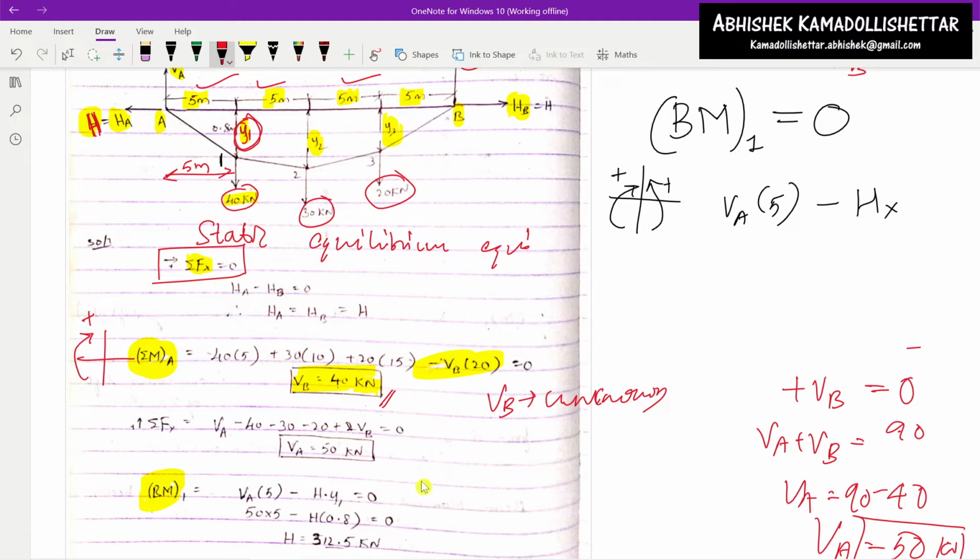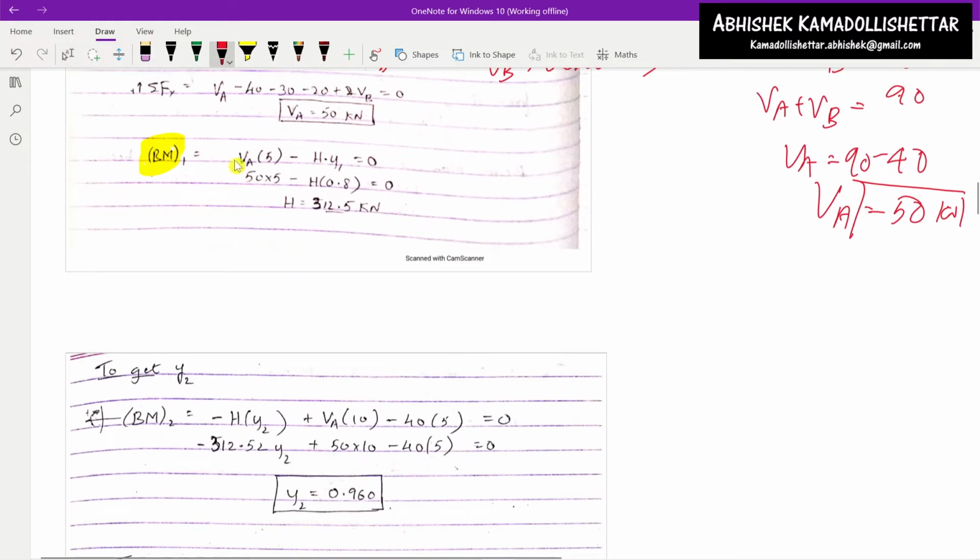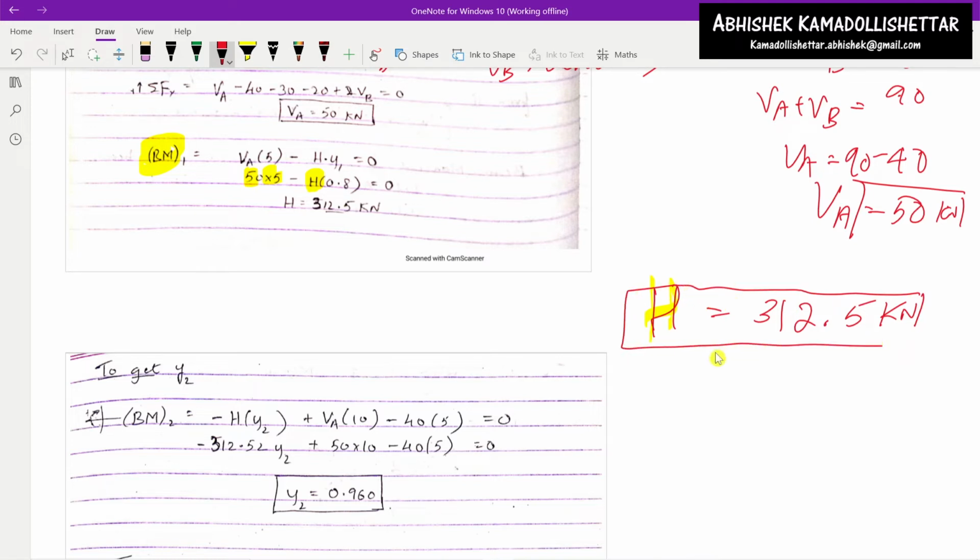So now let us apply these values here. VA is 50 kilonewton, so here it is 50 into 5, and H into y1. H should be kept as it is. H into y1, where y1 is 0.8, is equal to 0. Therefore the H value is equal to 312.5 kilonewton. So the H value is given as 312.5 kilonewton.